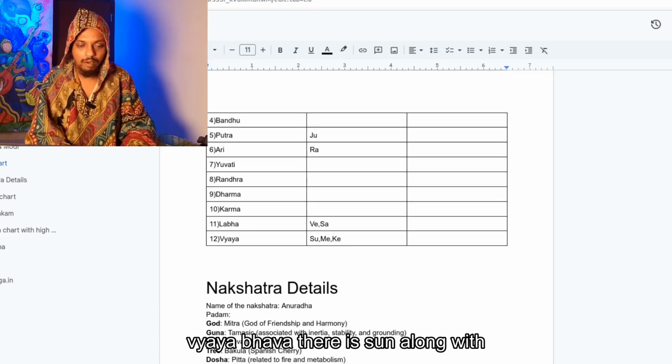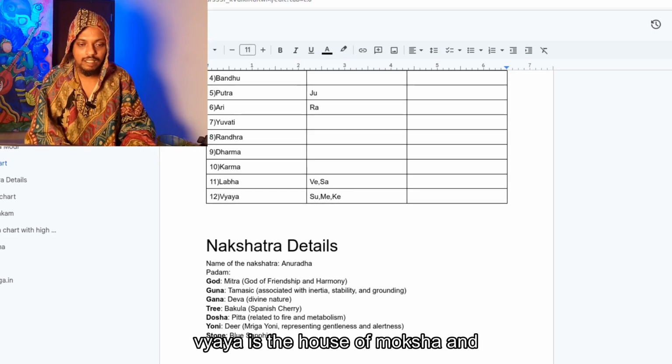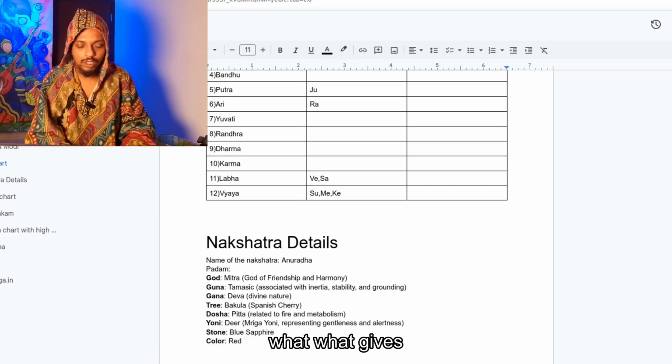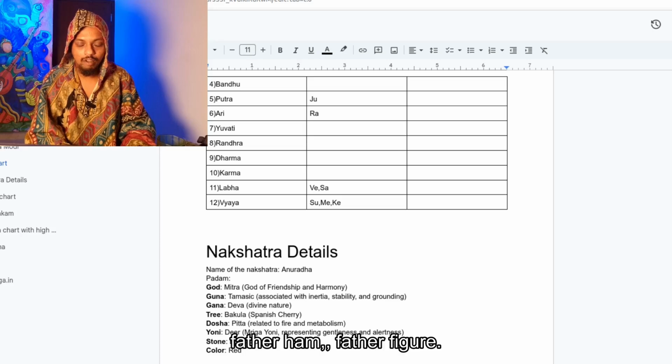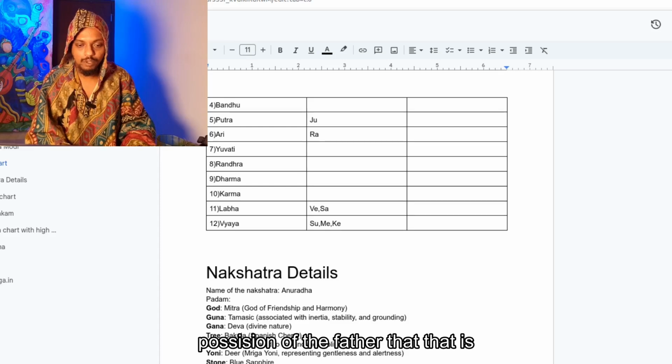And in the Vyaya Bhava, there is Sun along with Mercury and Ketu. Vyaya is the house of moksha, the 12th house, which gives the outcome, or what leads a particular person to look in the direction of moksha. So here Sun is staying along with Mercury and Ketu. This means that the father figure, whom he keeps in the position of the father, is what is going to give him the moksha or the liberation.